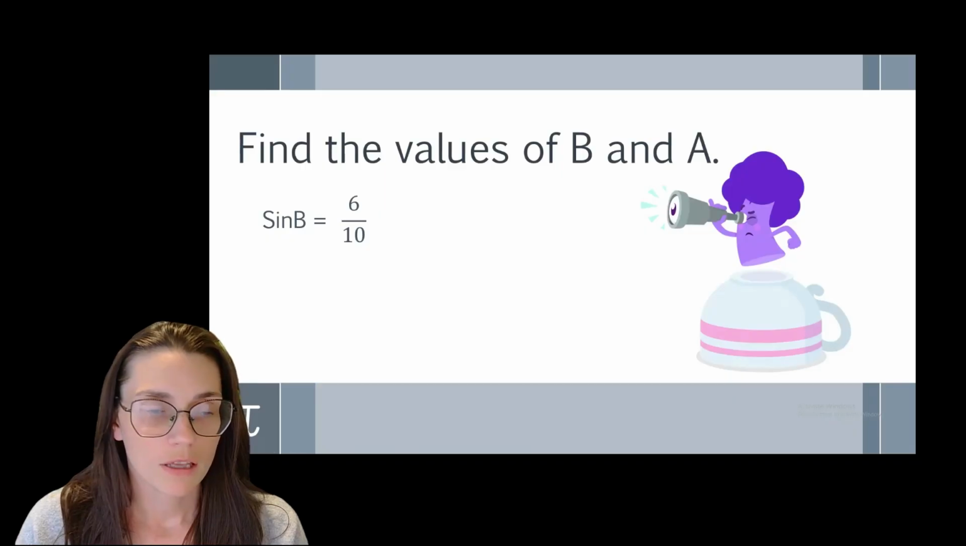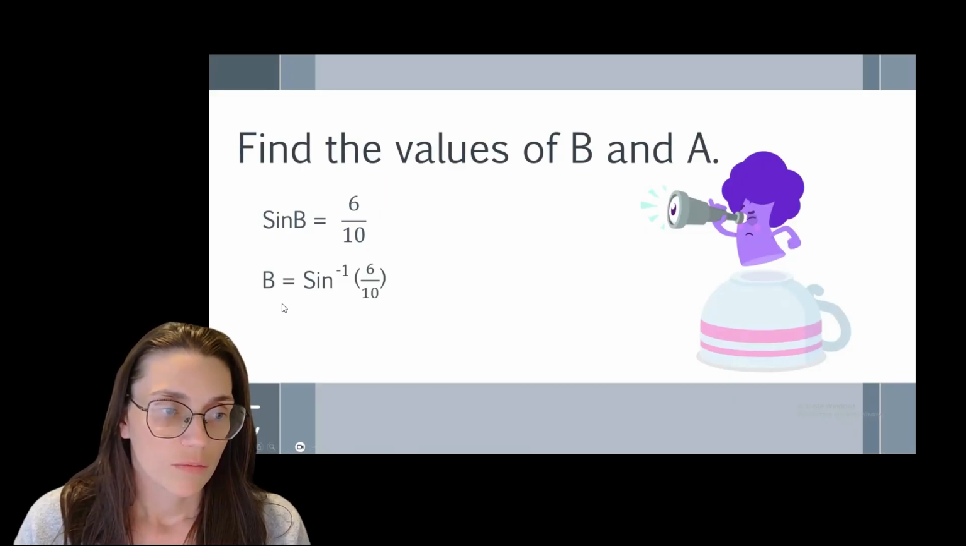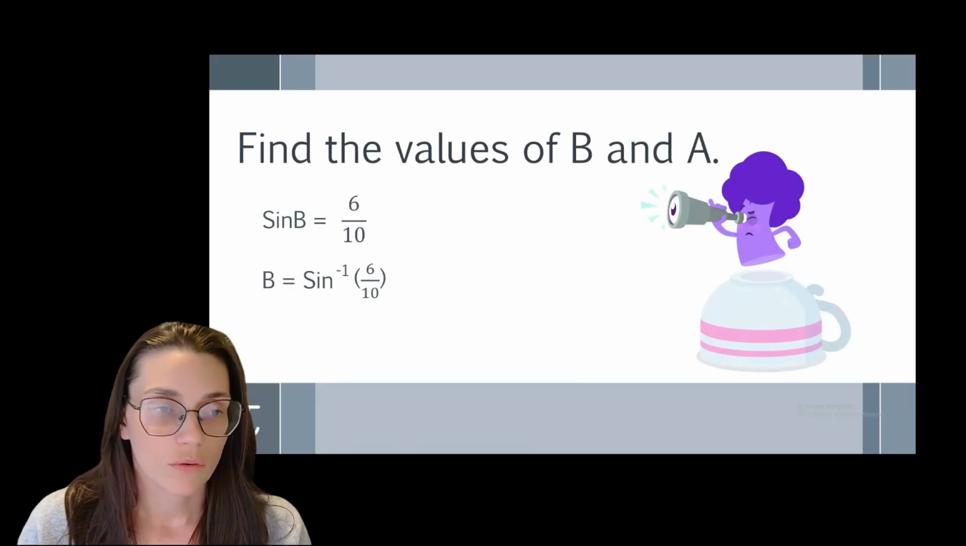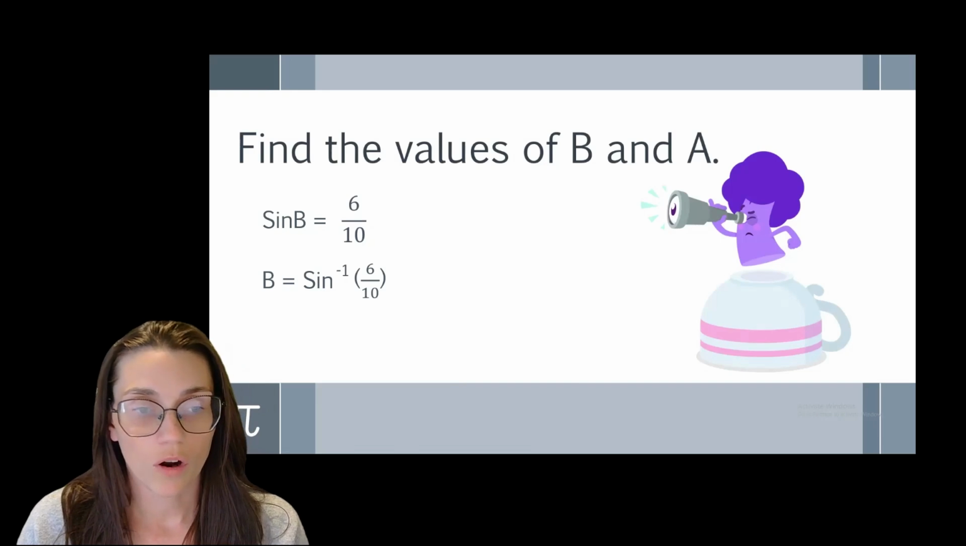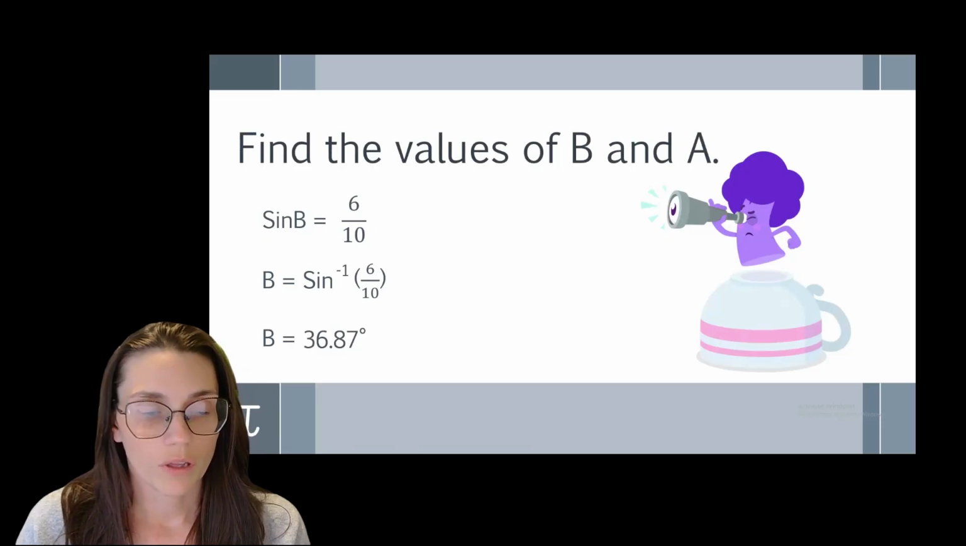So sine B is equal to 6 divided by 10. But to find B by itself, we have to move sine to the other side of the equation. So instead of sine, it's going to be the inverse of sine, or arc sine, of 6 divided by 10. And then that comes to B equaling 36.87 degrees.